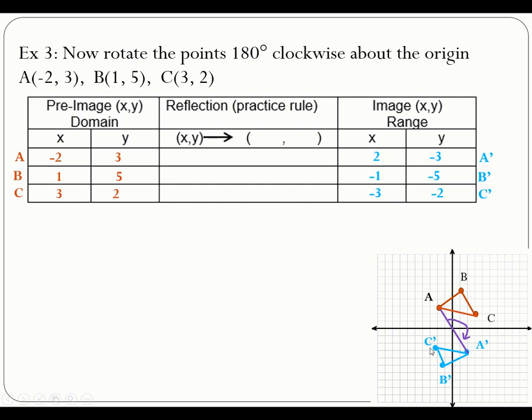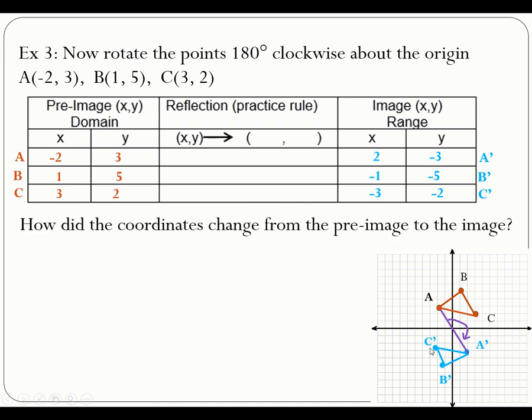But again, there's a shortcut. Looking at the points, my x's and y's kind of look the same, but something's different about the signs. Let's see. Negative 2 transformed into positive 2. 3 transformed into negative 3. 1 transformed into negative 1. 5 transformed into negative 5, and so on. Do you see the pattern? Do you spot it? Oh man, you guys are so talented. You're so gifted. Okay, so you were correct.